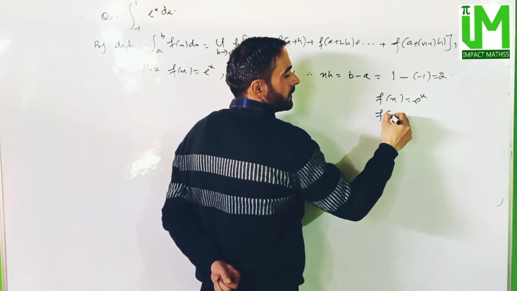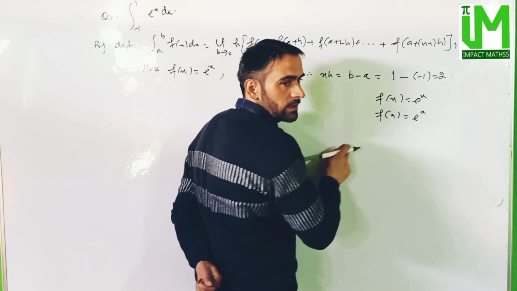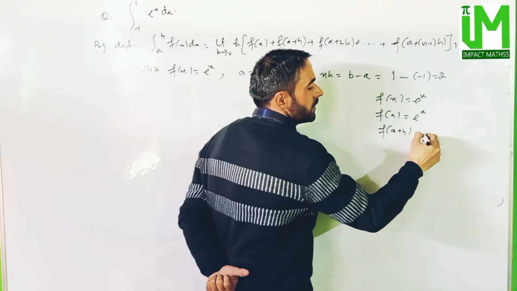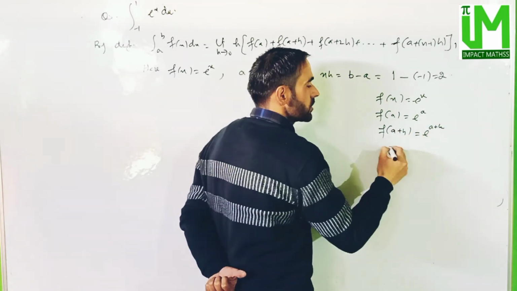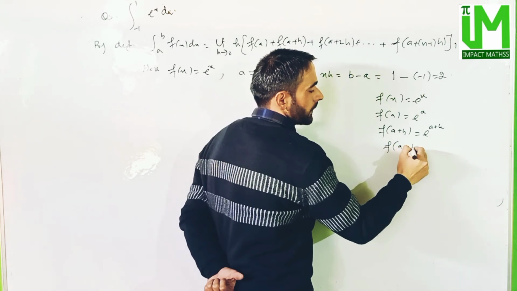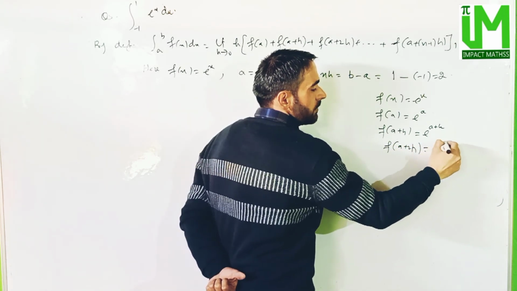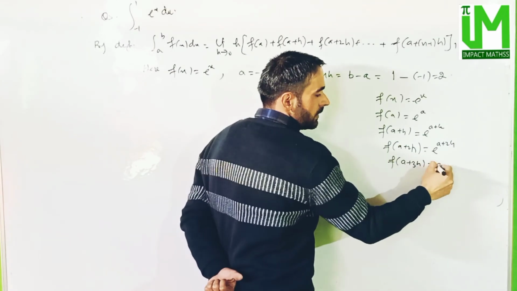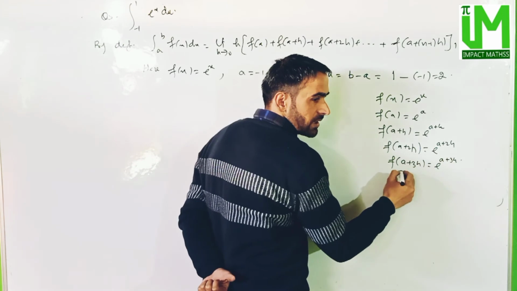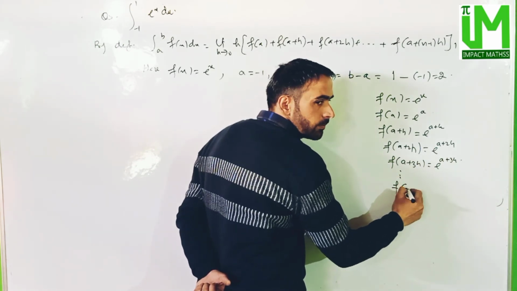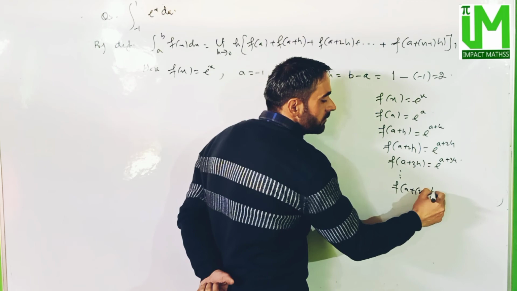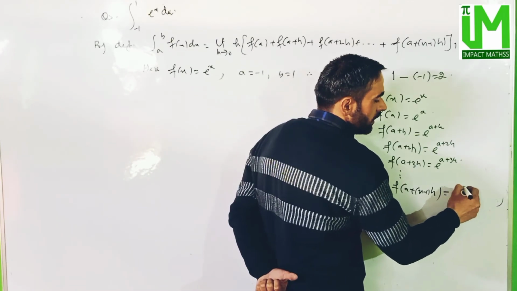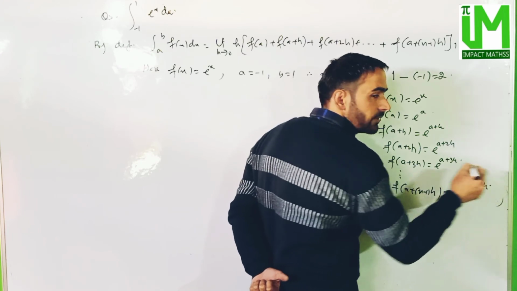So what will be f of a? e to the power a. ठीक है. So e raised power a. So what will be f of a plus h? e raised to power a plus h. f of a plus 2h, e raised to power a plus 2h. ठीक है. f of a plus 3h, e raised to power a plus 3h. ठीक है. लास्ट टर्म क्या है? f of a plus n minus 1 into h. ठीक है. So this will be e raised to power a plus n minus 1 into h.